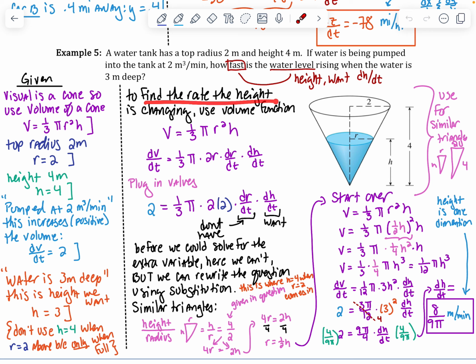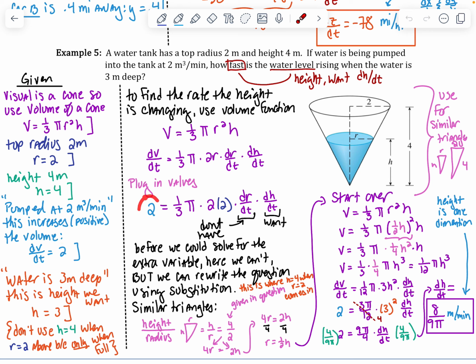So as I start off, I know I'm trying to find the rate that the height is changing. So we just declared we're going to go ahead and use the volume function. And so I take the derivative of V, which is 1, but I need to include a dV/dt. 1/3 pi is a coefficient, so it stays there. I take the derivative of the radius, and because the radius is changing, I'm going to have dr/dt. In a cylinder, it doesn't change, but in a cone, the radius does. And I take the derivative of the height, which is 1, but because I have a height variable, I need dh/dt.